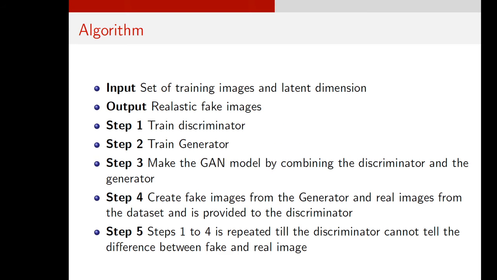The input to this is the set of training images and the latent dimension. The first process is training the discriminator. The second is training the generator. Step 3 is combining both the discriminator and generator to produce the GAN model. Step 4 is training the GAN model. Step 5 is repeating the above steps until the discriminator cannot say whether the image is fake or not.